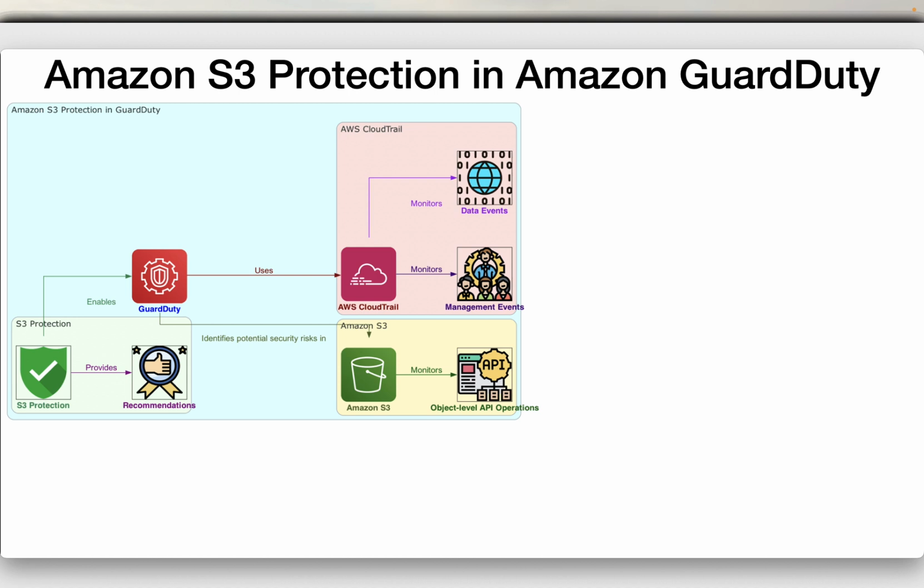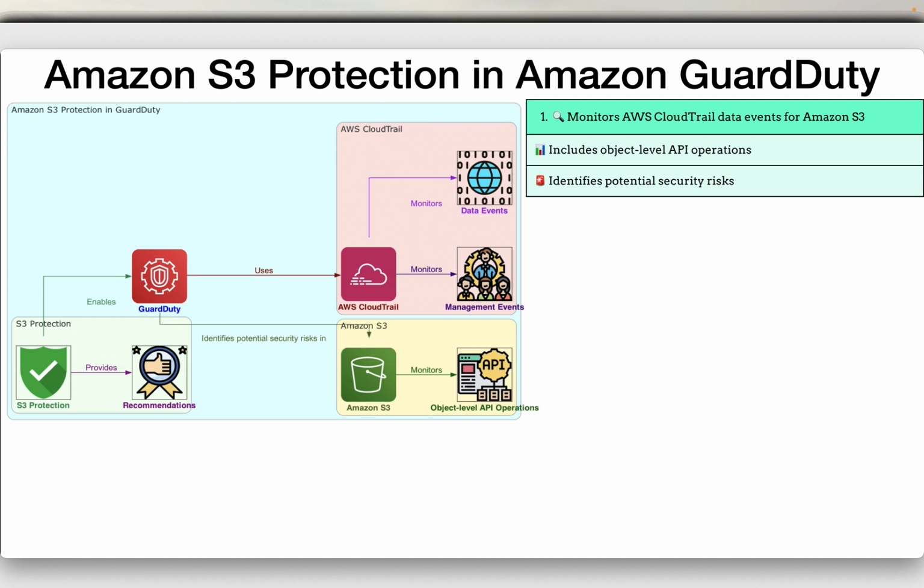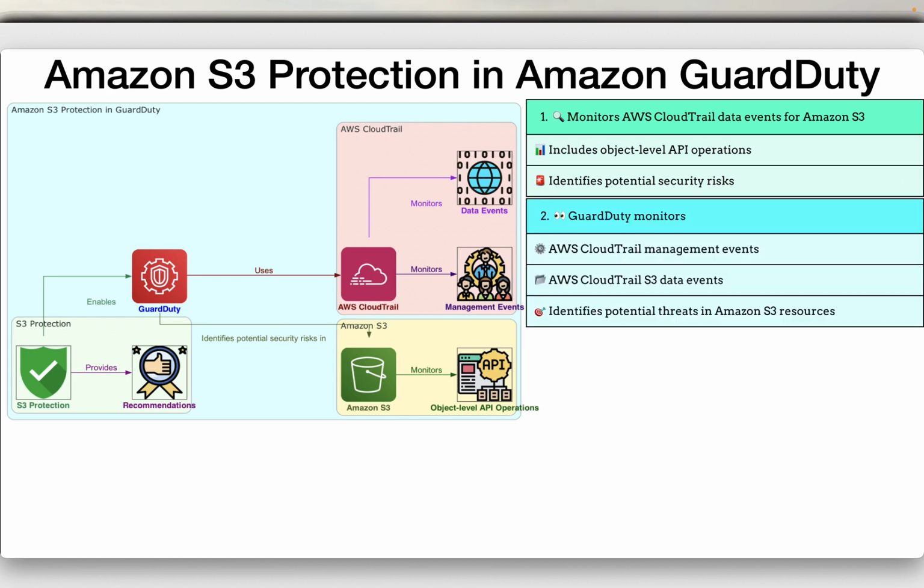Okay, next feature is Amazon S3 protection in GuardDuty. S3 protection helps GuardDuty monitor AWS CloudTrail data events for Amazon S3 that include object level API operations to identify potential security risks for data within Amazon S3 buckets. GuardDuty monitors both AWS CloudTrail management events and AWS CloudTrail S3 data events to identify potential threats in your Amazon S3 resources. Both the data sources monitor different kinds of activities.